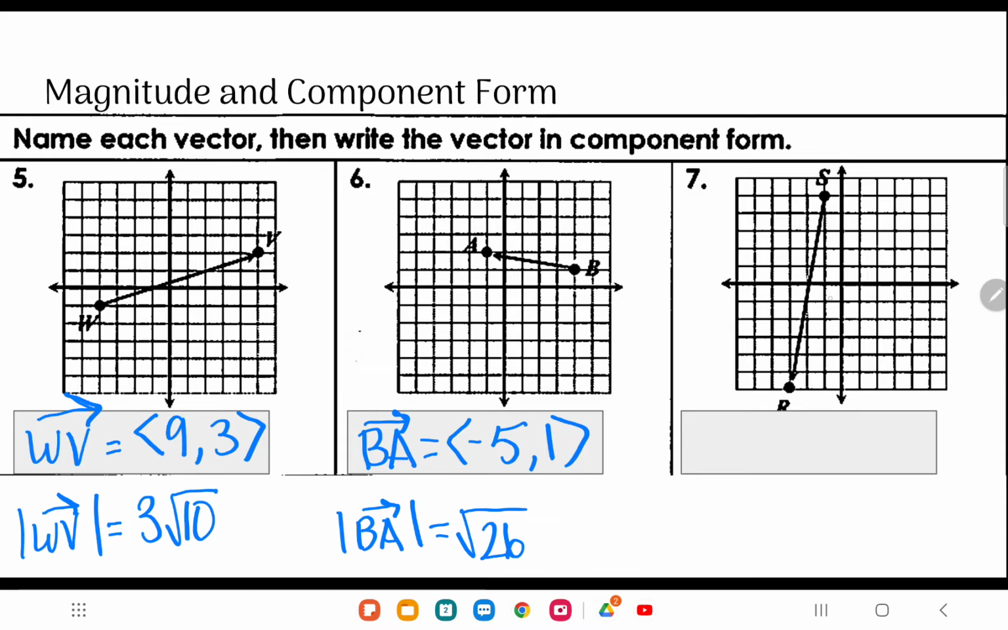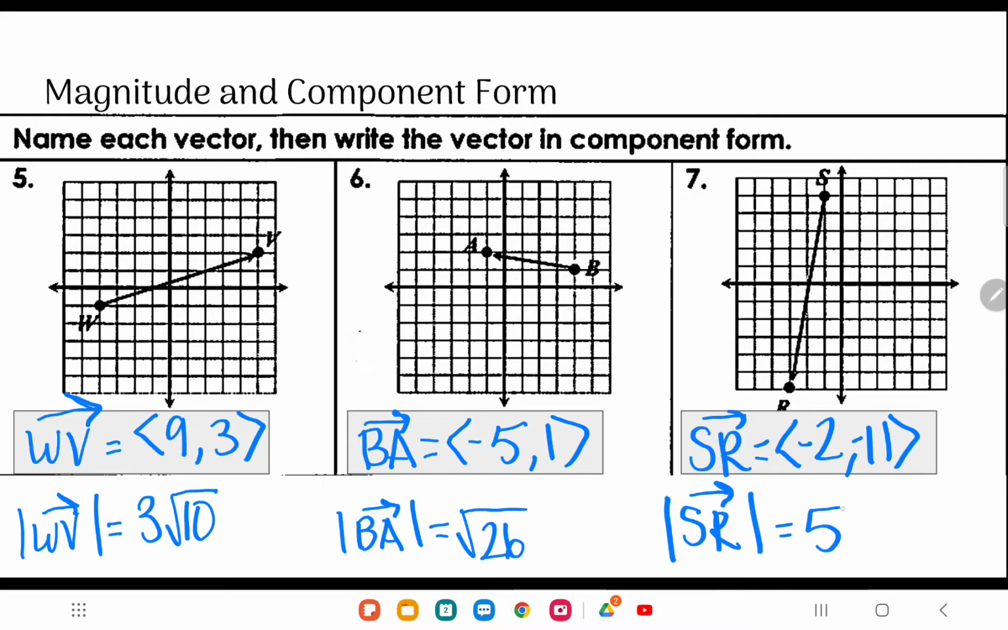And lastly, we have vector SR. Vector SR is going to the left and down. It goes to the left 2, and then it goes down 10, so 11. So ⟨-2, -11⟩, and that is a magnitude of the square root of 125, or 5 radical 5.